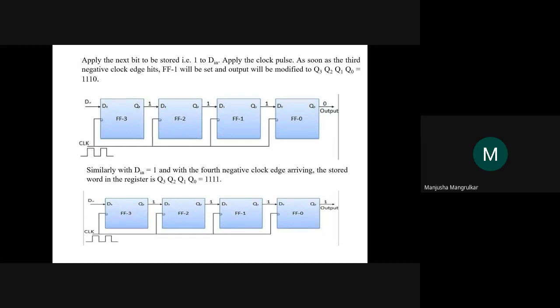Now the third bit is applied at the third clock pulse, so it is 1 1 1 with a 0 here. It shifts by one flip-flop for each clock pulse. In the last step the last bit is 1, so it becomes 1 1 1 1. So Q3, Q2, Q1, Q0 are all 1. This is serial in, and the output is serial out, one by one.